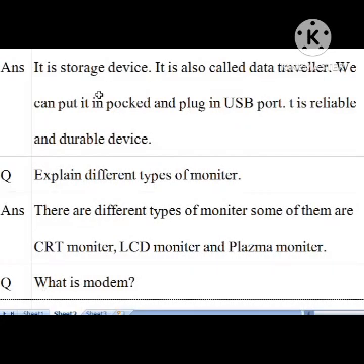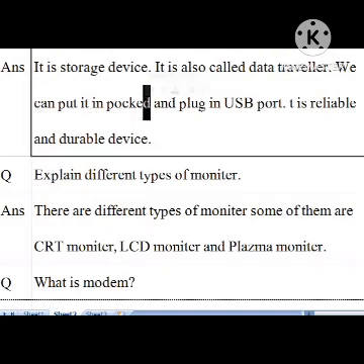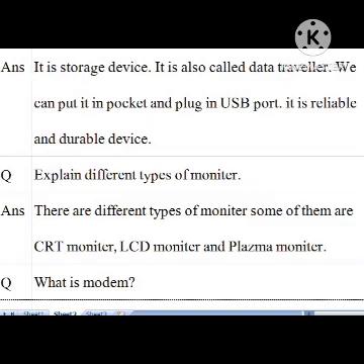Write advantages of USB flash memory. It is a storage device. It is also called data traveler. We can put it in pocket and plug in USB port. It is a reliable and durable device.